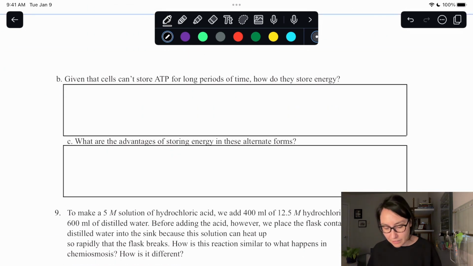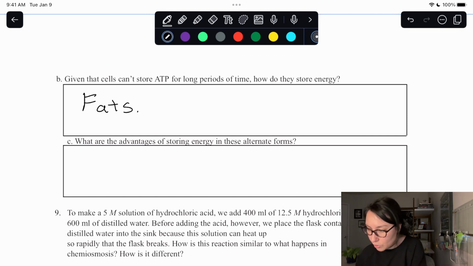So now we can move on to B, which is: given that cells can't store ATP for long periods of time, how do they store energy? And that's why we have fats. They store energy in fats, oils, or starches.